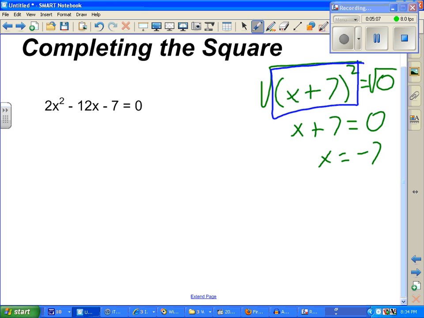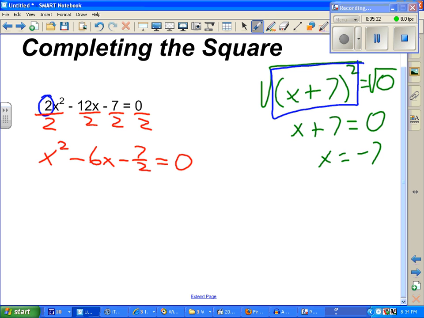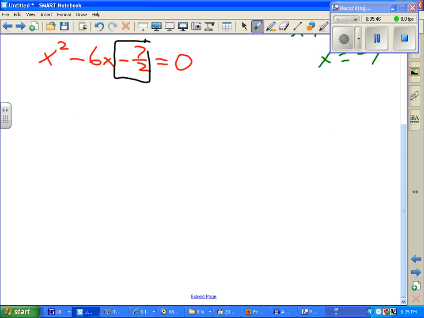Well, how do I do that? The first thing I have to do is make sure that the leading coefficient is 1. If the leading coefficient is not 1, I can't do it. So how do I make that 1? I'm going to divide everything by 2. This leaves me with x squared minus 6x minus 7/2 equals 0. Now, why am I not factoring like I did on the last one? Because that fraction is going to be a bear to factor. So I'm going to complete the square.